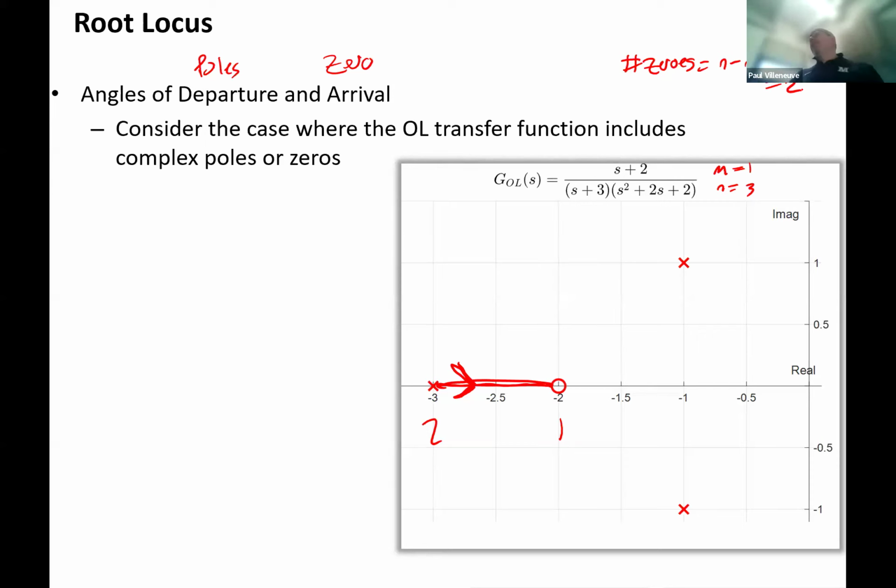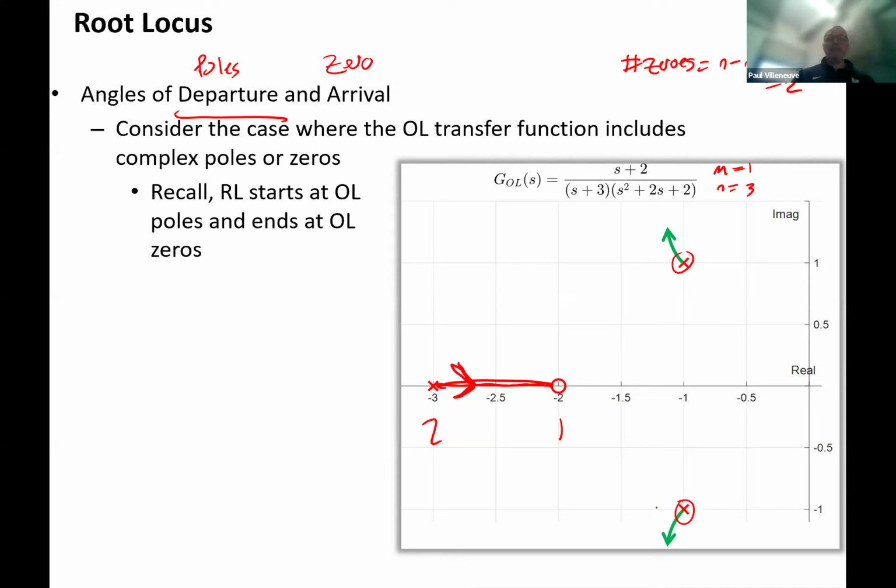And those are someplace out, we don't know what they are yet. We would have to do the asymptotes and all that stuff. All we want to do at this point, because we've already figured out how to calculate asymptotes, is figure out what angle we are departing from, because these are poles, right? Those are two poles. So what angle do we depart from those two poles? Our mantra again: starts at poles, ends at zeros.